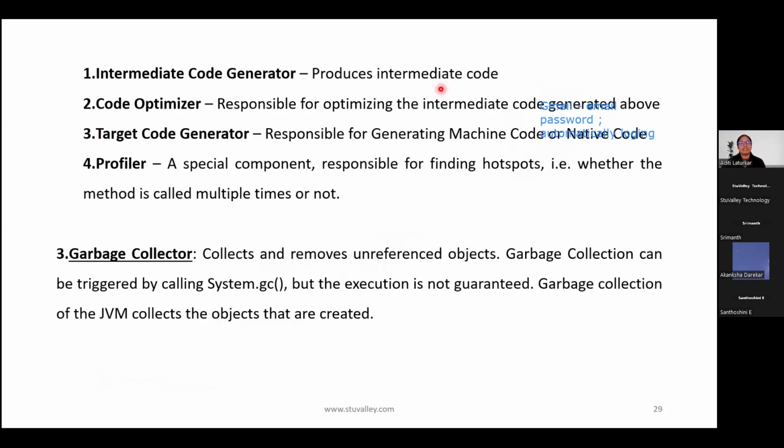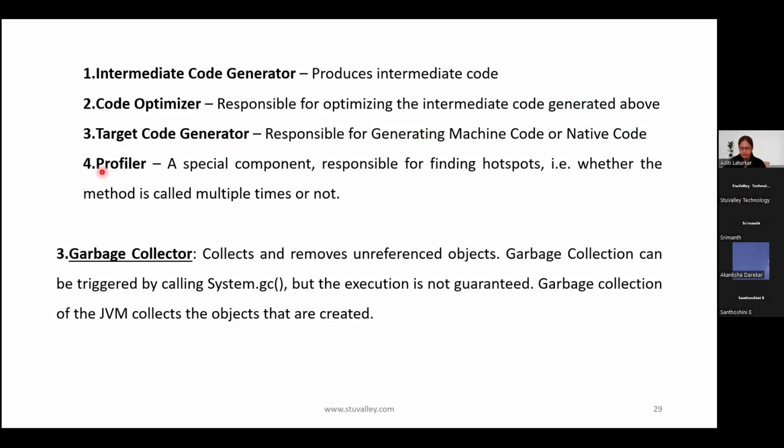So JIT compiler has 4 different parts. अभी हम देख रहे थे, that is nothing but the intermediate code generator. The intermediate code generator produces intermediate code, okay? Whatever the intermediate code is, bytecode to intermediate code. The code optimizer optimizes the intermediate code, and that improves the quality and efficiency of your code. The third one is the target code generator. It is responsible for generating machine code or native code. So the target code generator is converting your bytecode into machine code.